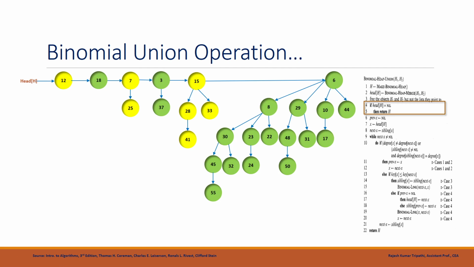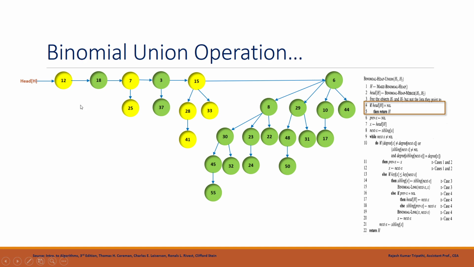Now, if you have seen the previous video, you will find that I have taken the same example, and we will continue. We will try to learn this binomial union operation with the help of the same example that we got after step number 2, binomial heap merge. So we got this result after merging the 2 binomial heaps.